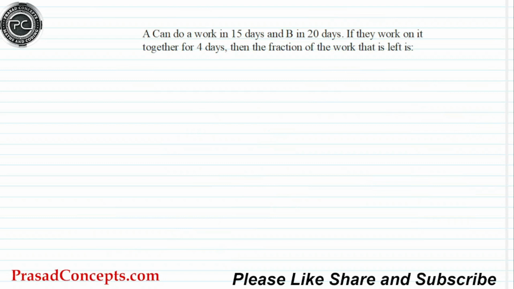A can do the work in 15 days. The part of the work that can be done by A in 1 day is 1 by 15. B can do the same work in 20 days. That implies B can do 1 by 20th part of the work in 1 day. Both A and B together.